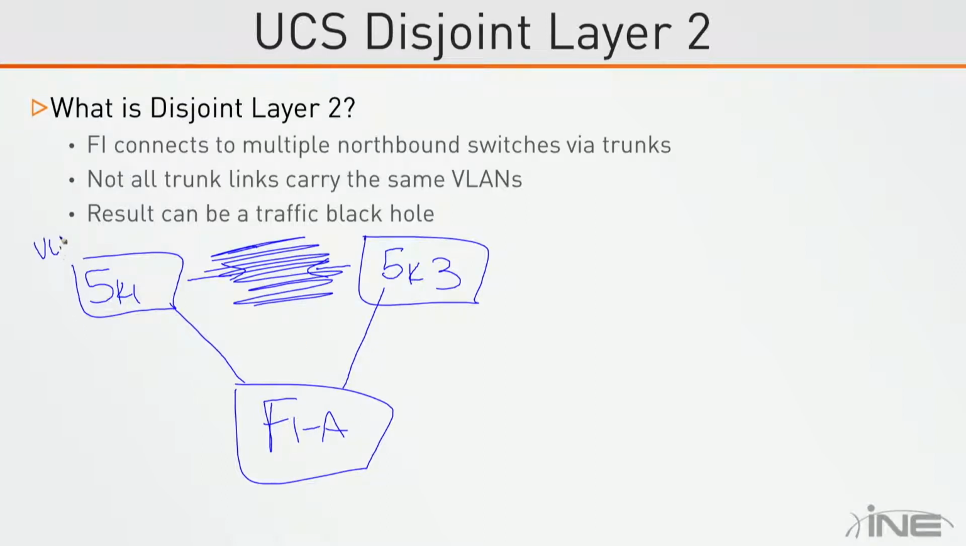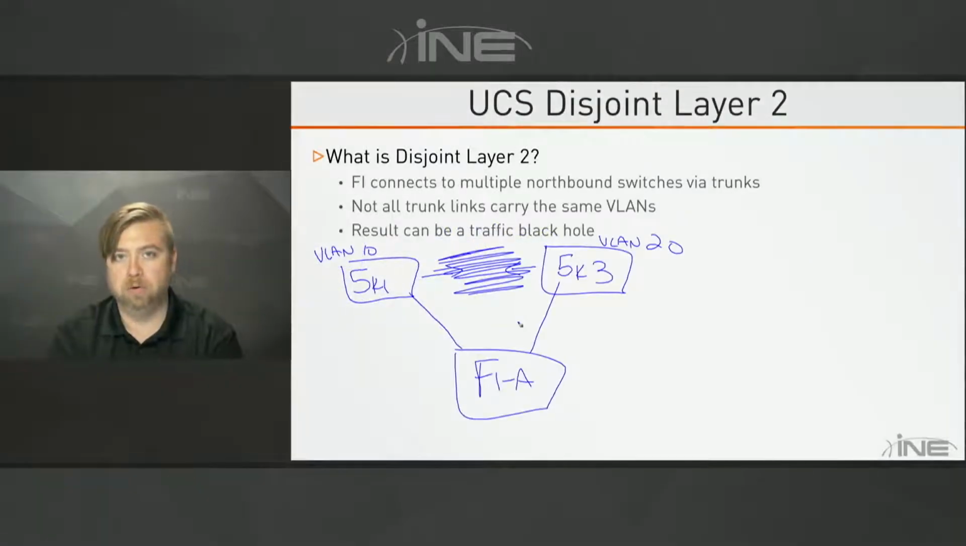Like we have VLAN 10 on the left, we have VLAN 20 on the right, and then these are unrelated layer 2 domains. Okay, so it essentially means that not all trunk links are going to be carrying all VLANs. So as we go from the FI over to 5K1, we're carrying VLAN 10. As we go from the FI over to 5K3, we're carrying VLAN 20.